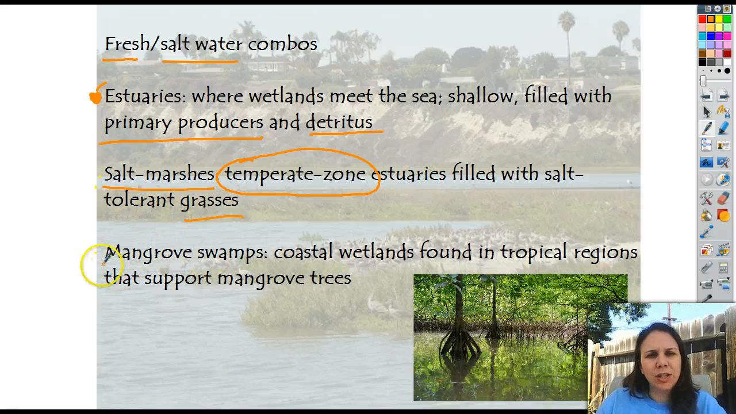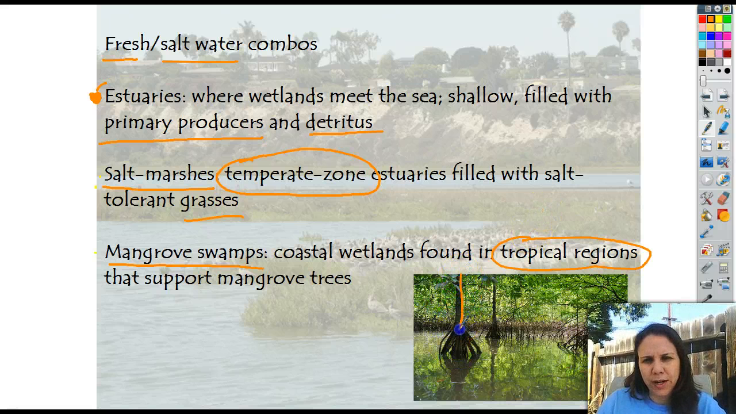We have another type of estuary called a mangrove swamp. These are basically estuaries that are found in tropical regions. And these are really spiffy because they support these trees called mangroves. Here's the tree. Here's its roots above the water. Because if the roots were under the water completely, it would drown. It needs air.